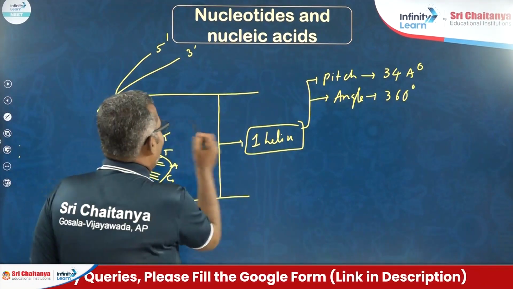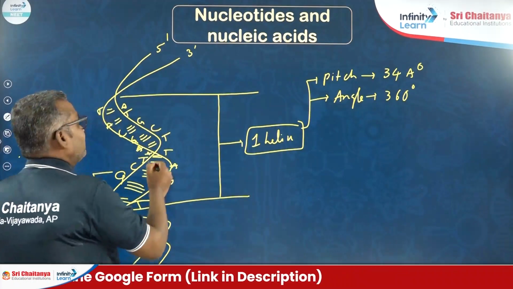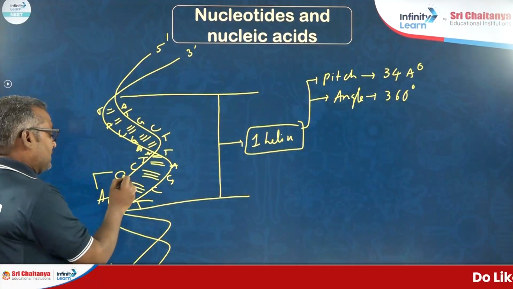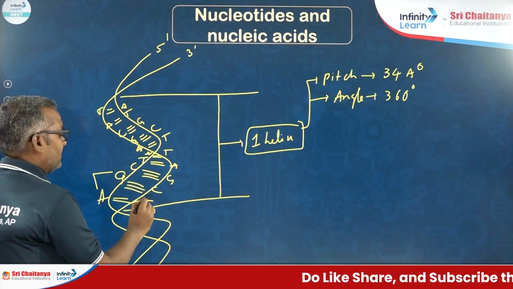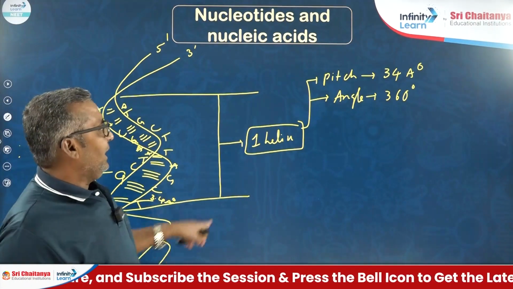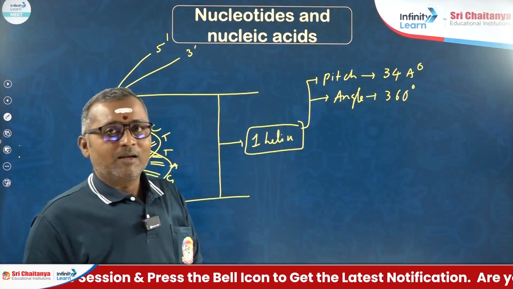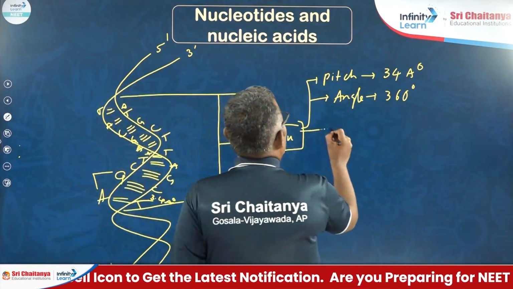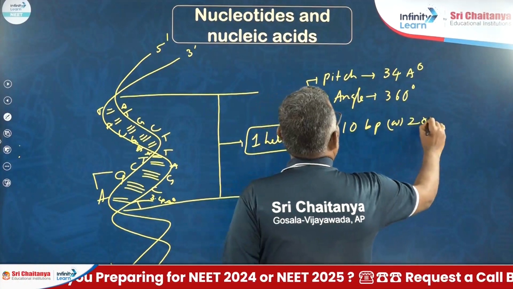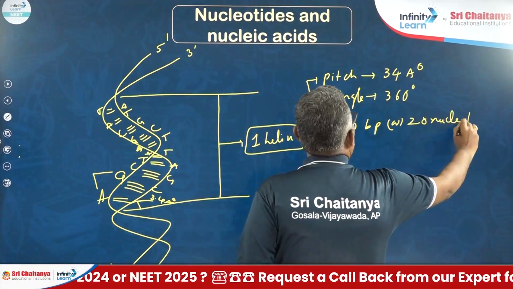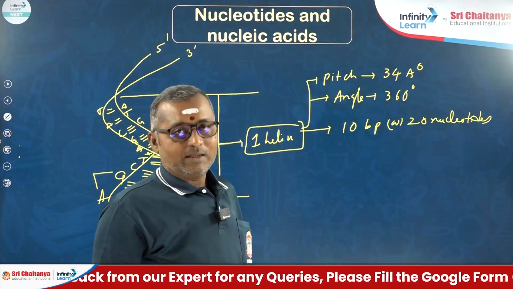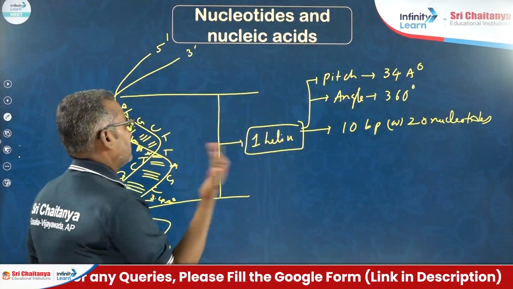The total helix has 360 degrees of angle and the rise per base pair is 3.4 angstroms, like between two successive base pairs the distance is 3.4 angstroms. So that the total helix will have 34 angstroms of length or pitch. Therefore, this helix has 10 base pairs or 20 nucleotides: 10 in one strand and 10 in the other strand.